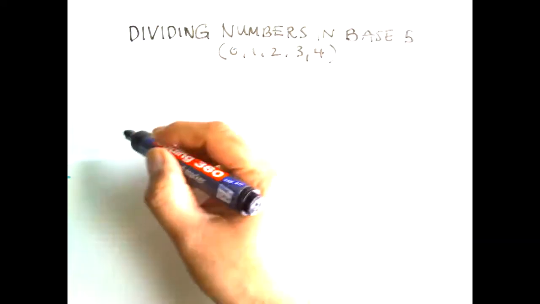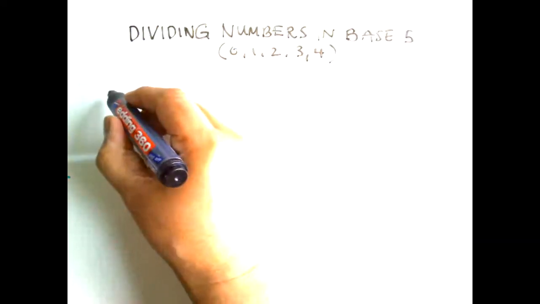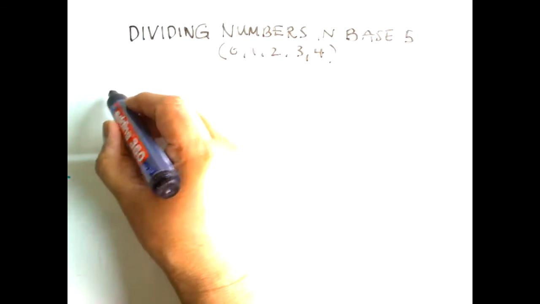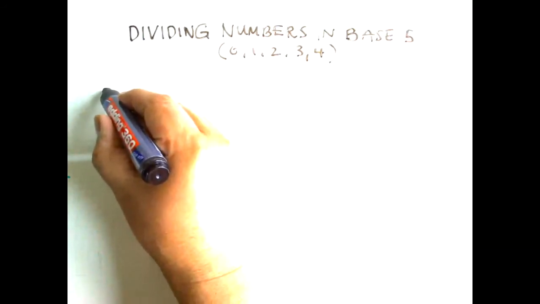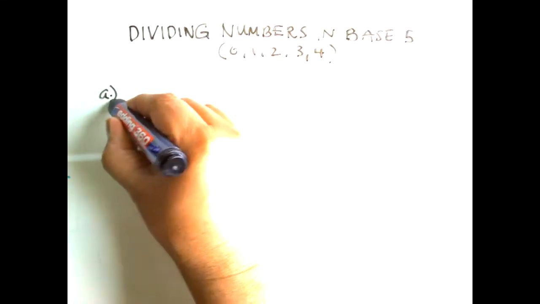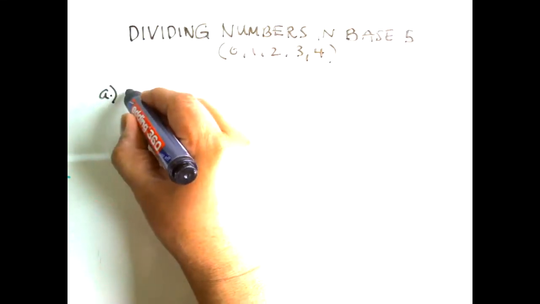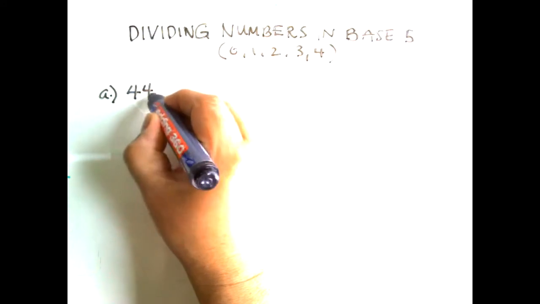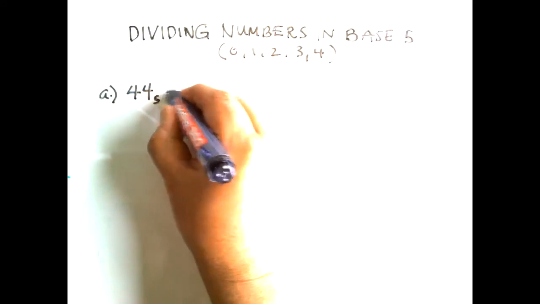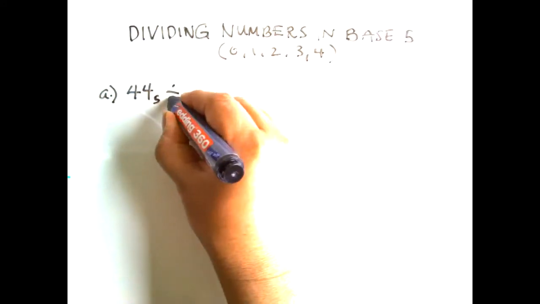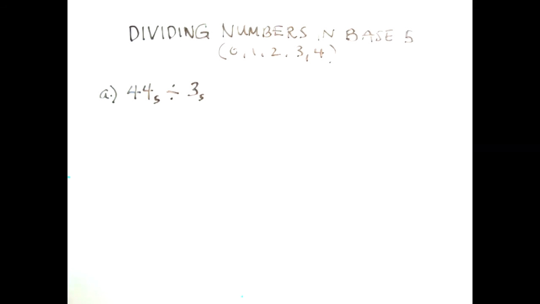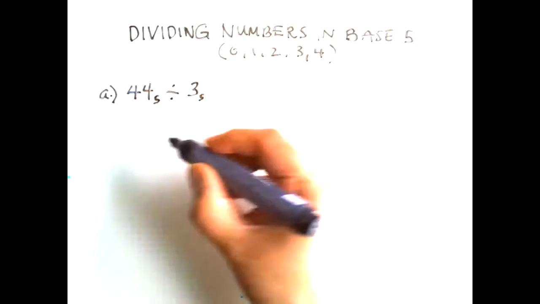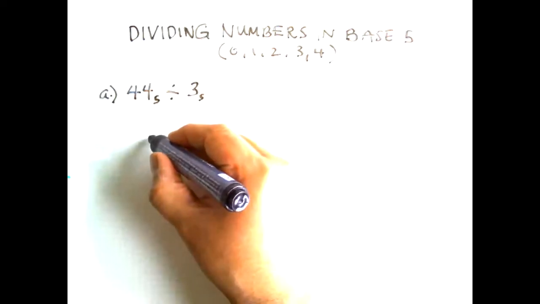Okay, let us start with base 5. Let's have this question. Question A would be 4 in base 5 divided by 3. So how do we go about it? Well, it's the same thing. We always use what we call the bust up method.